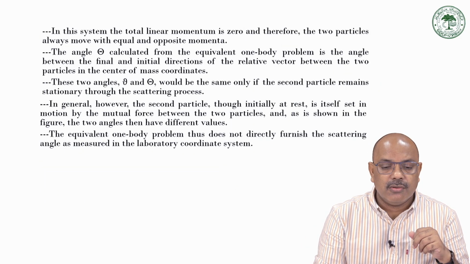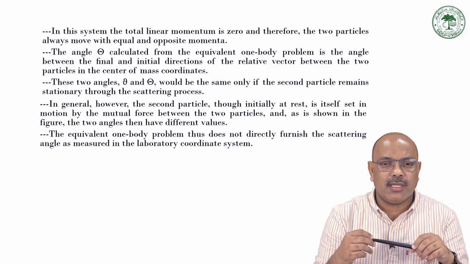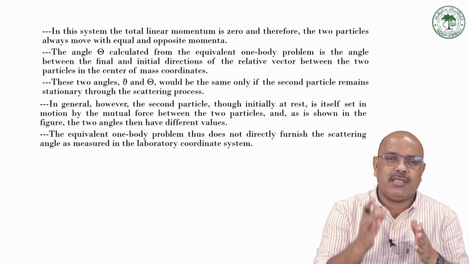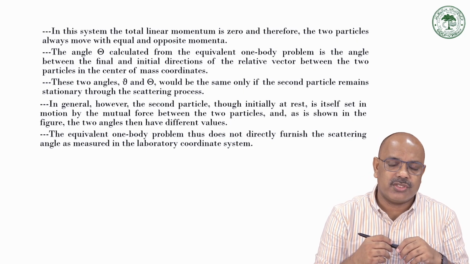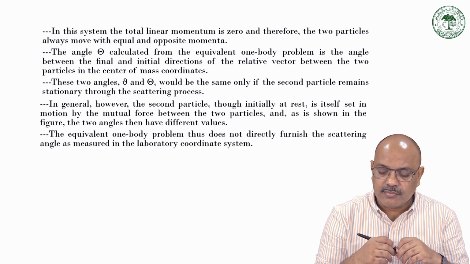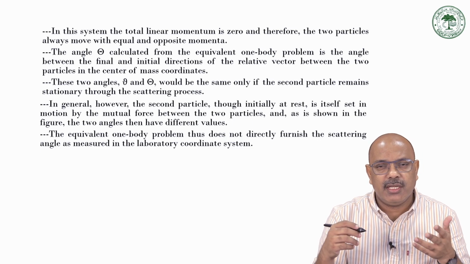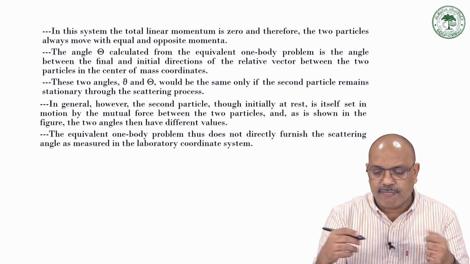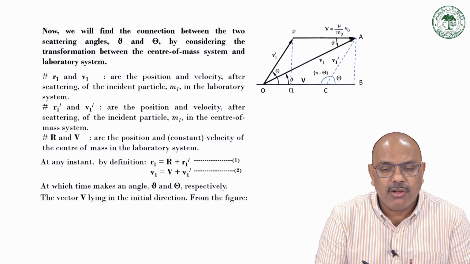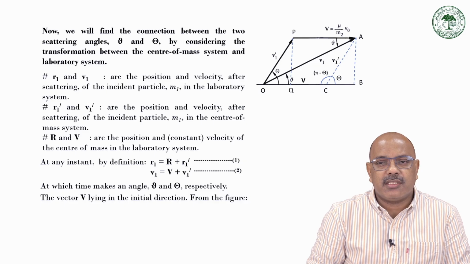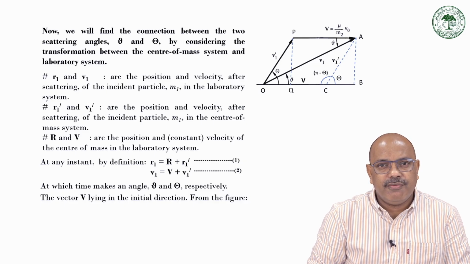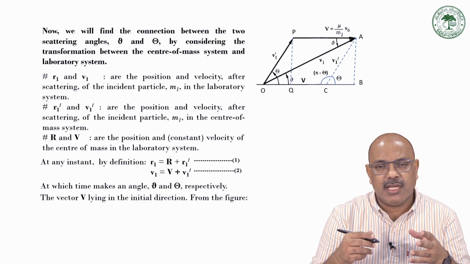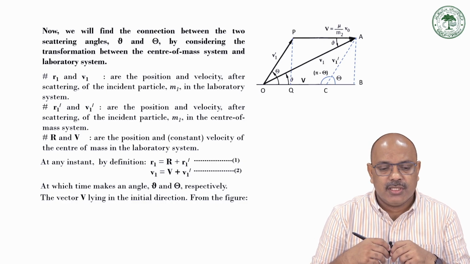Okay, and then what else? In general, the second particle in the laboratory frame is going to be stationary, and whatever measurement we do experimentally is normally done in the laboratory frame. So now let us try to calculate some kinematics, to figure out the relation between the scattering angle in the center of mass frame and the scattering angle in the laboratory frame.